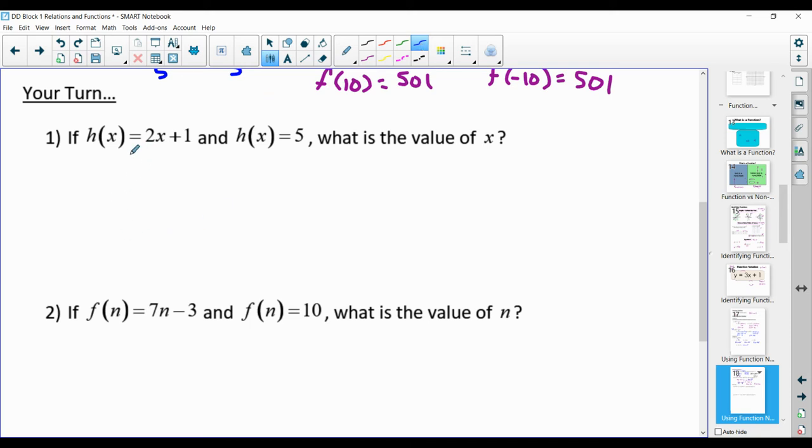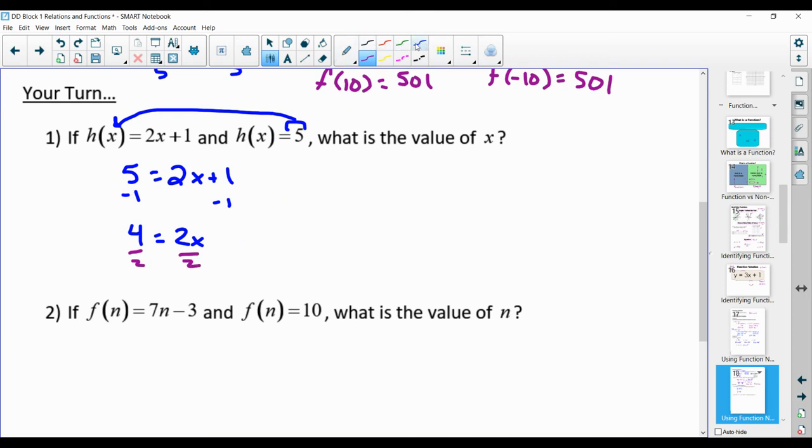All right, welcome back. So we're going to start off by writing out our equation. 5 equals 2x plus 1. Again, remember that the h of x is the same value, so we're just taking that 5 and substituting it in. So 5 equals 2x plus 1. We subtract 1 from both sides. That gives me 4 equals 2x. We're going to divide by 2 on both sides. And we get x equals 2. And so that means that f of 2 equals 5.